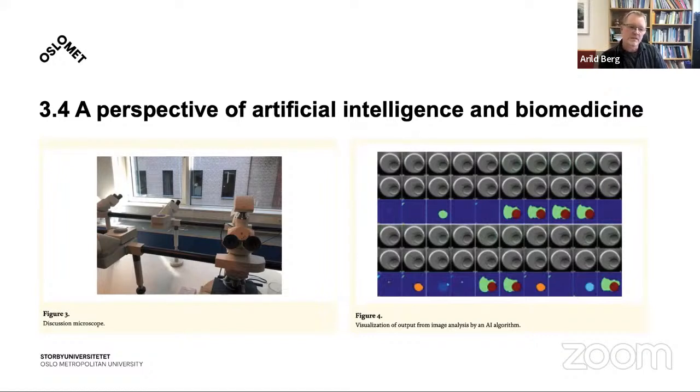For the artificial intelligence experts, it was important to understand some biological concepts and observe the samples together with the medical experts. This could be done using a discussion microscope, which you see on the left, or looking at video clips together.